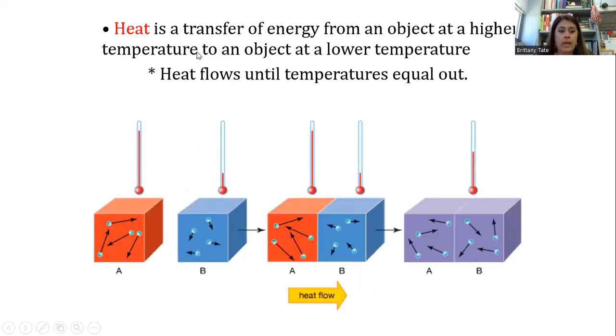All right, heat. Heat is the transfer of energy from an object of higher temperature to an object of lower temperature. So heat is going to continue to flow until the temperatures are equaled out. So you see the heat is transferred from the object with higher to the object that is lower until that is equal. Once that is equal, then the heat transfer stops because the particles are now moving the same.